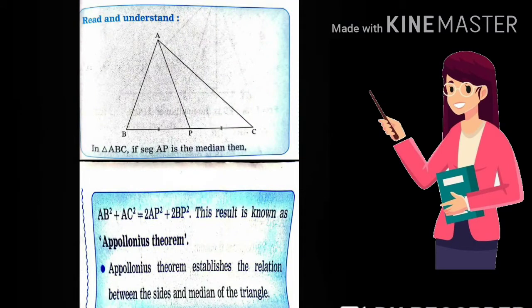We have already studied Apollonius theorem. Let's recall what that theorem is. Apollonius theorem establishes the relation between the sides and median of the triangle. Here triangle ABC is given. In triangle ABC, P is the midpoint of BC, that means AP is the median. Then we can write that AB square plus AC square is equal to twice AP square plus twice BP square. This result is known as Apollonius theorem.